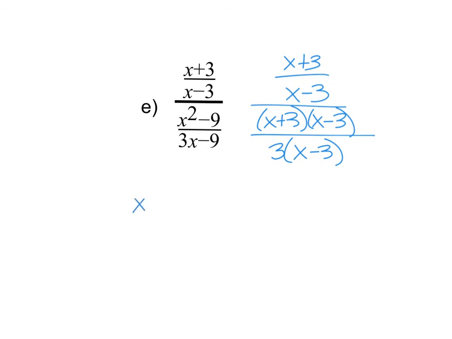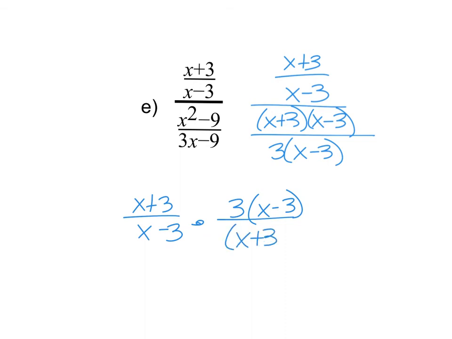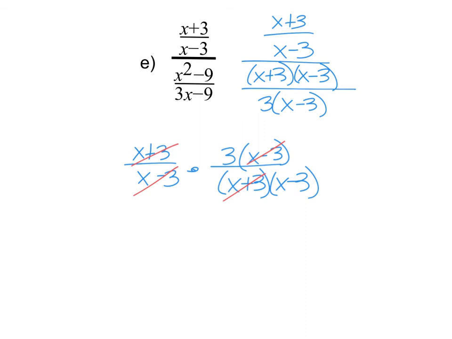So I have x plus 3 over x minus 3, and I'm going to multiply by the reciprocal. Then cancel, cancel, cancel, cancel. So for your answer, looks like only a 3 is left on top, and then an x minus 3 on bottom. Look how nice that cleaned up to be.